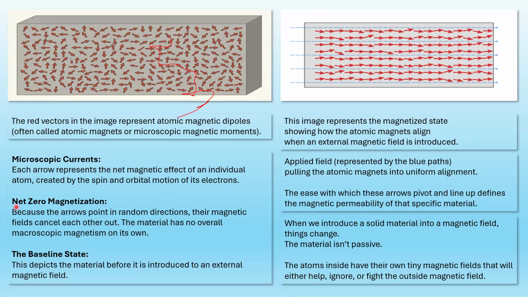Now, here's the concept: net zero magnetization. Because the arrows point in random directions, their magnetic fields cancel each other out. The material has no overall microscopic magnetism on its own. And here's the baseline state. This depicts the material before it is introduced to an external magnetic field.